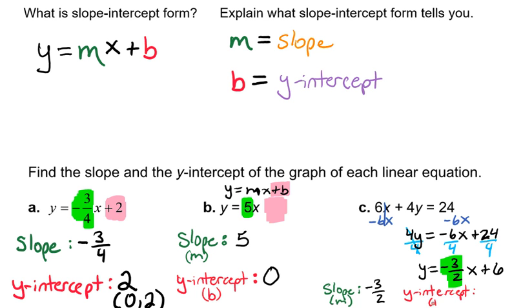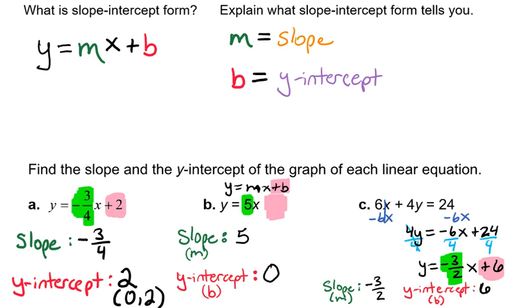So now, what's in the b's spot? What's in the y-intercept's spot? That's right, it's that positive 6. So our y-intercept is the number 6. Slope-intercept form gives us some pretty important information about our function and what the graph might look like. So it's important to know that.